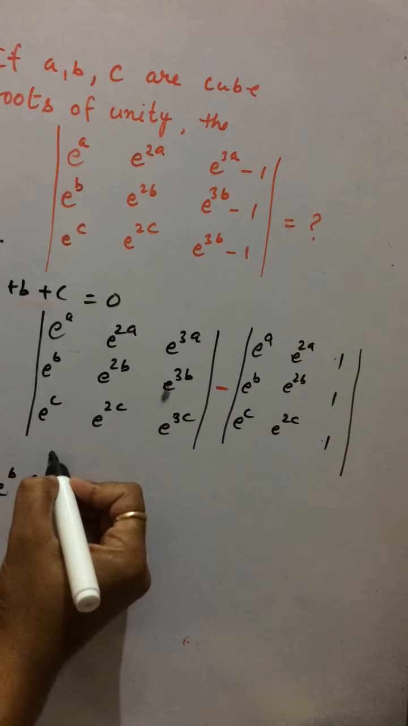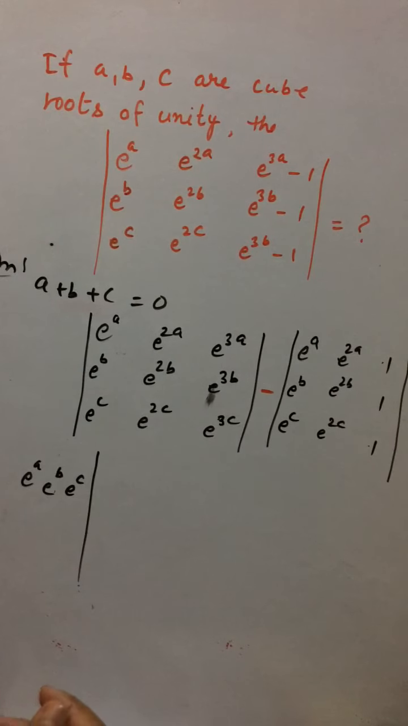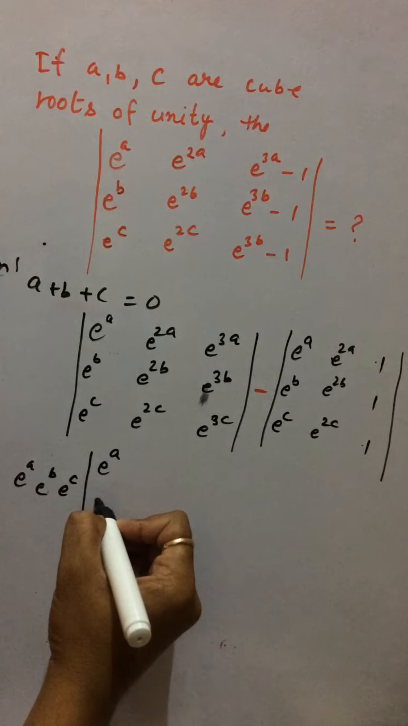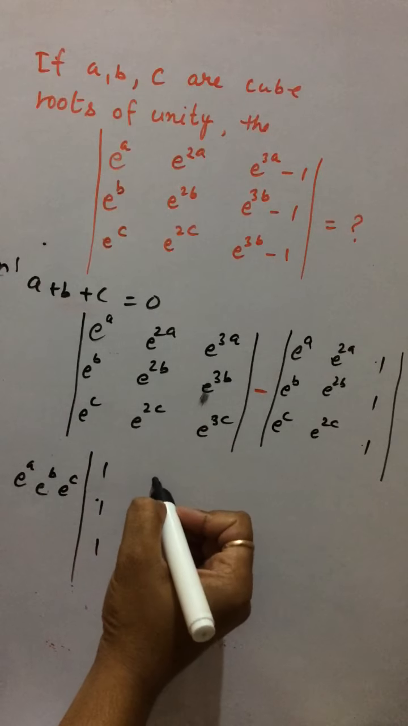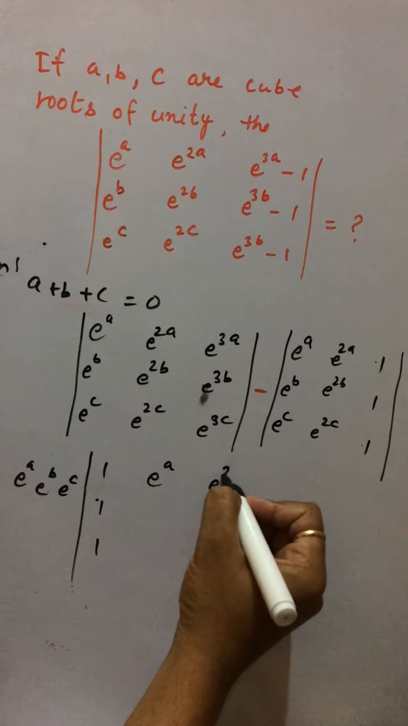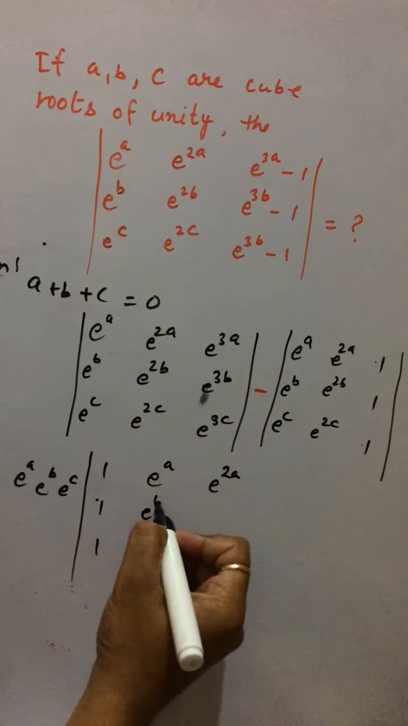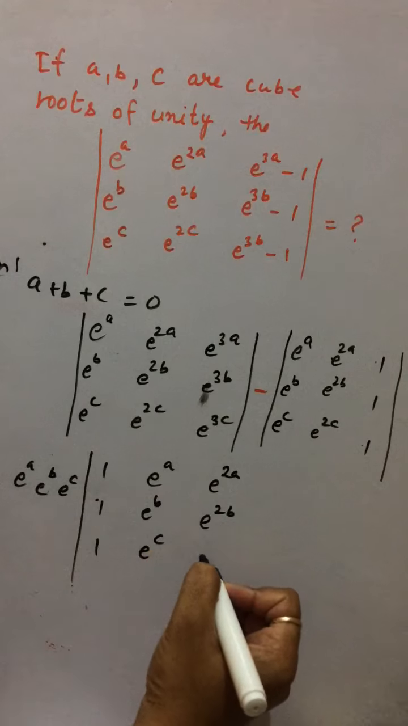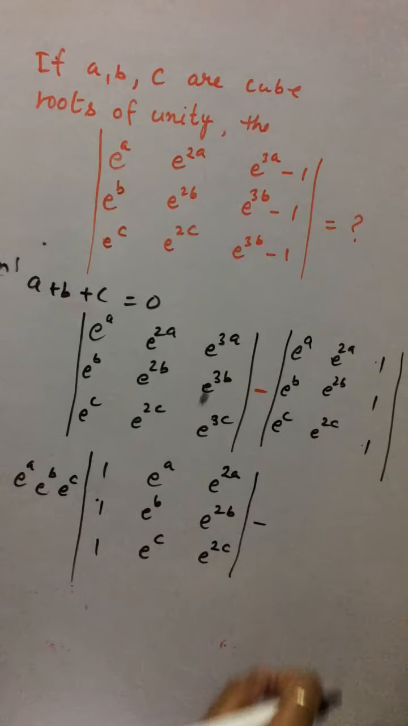So what would you end up with? Let me fix it. Yeah, this one is okay. So e raised to power a, what would you get? 1 1 1. After taking out e raised to power a, it would be e raised to power 2a. When you take out e raised to power b, it would become e raised to power b, e raised to power 2b. Here e raised to power c, e raised to power 2c. Alright, minus, what would you do?